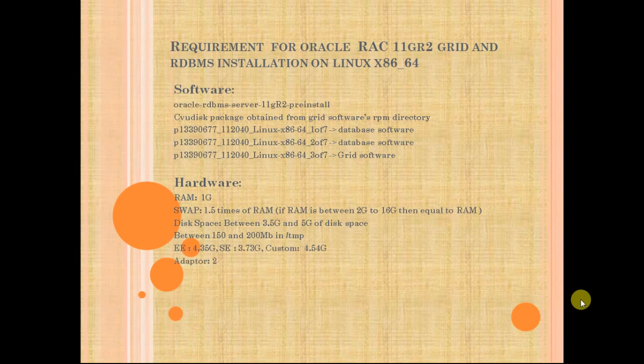And in hardware, the machine should have at least 1 GB of RAM, and swap space is around 1.5 times of allocated RAM. And for enterprise edition, the disk requirement is 4.35 GB, and for a standard edition it requires 3.73 GB of space. And we need at least 2 adapters for public, private, virtual and scan IPs. So that entry has already been made under the etc hosts file of your Linux machine.